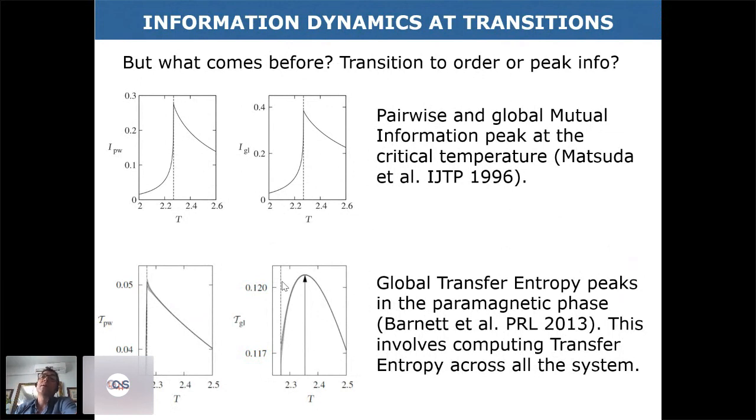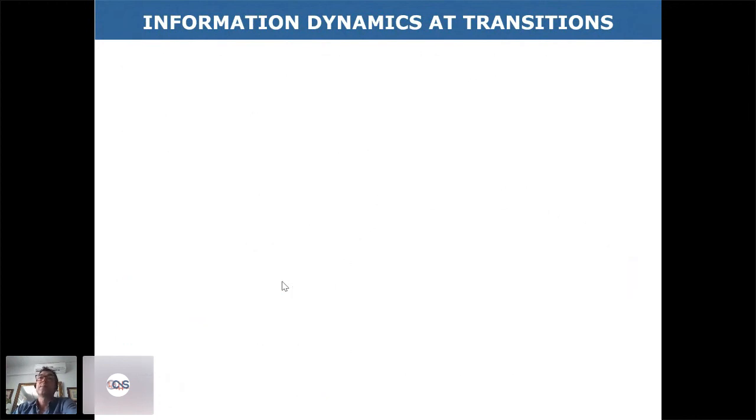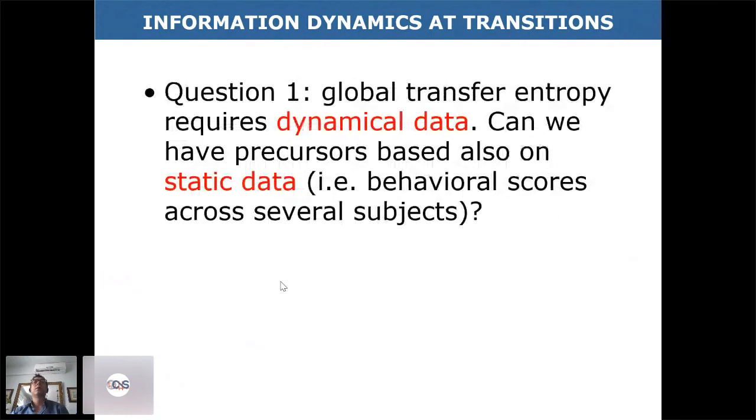On the other hand, in this case, we need to compute transfer entropy across the whole system, and also we need to condition on the past. So we asked ourselves two questions. The first one is, can we have precursors of transition also based on static data without conditioning on the past?